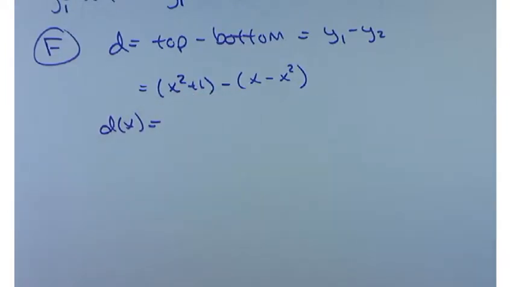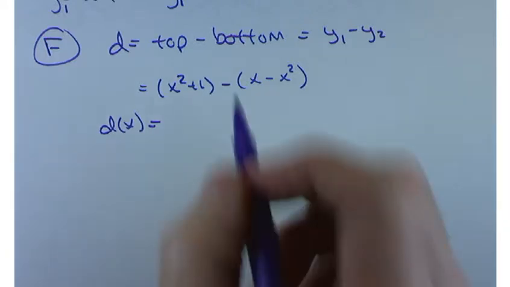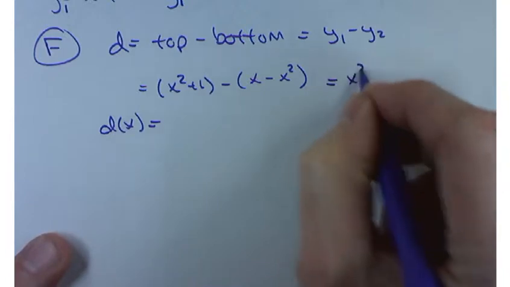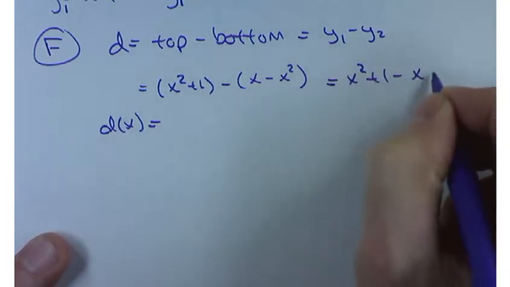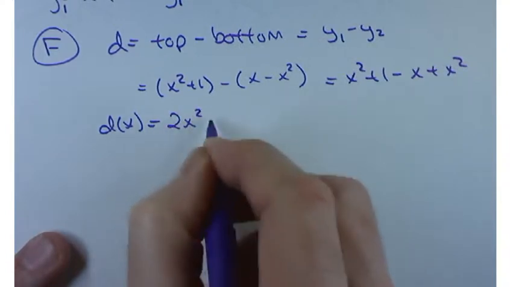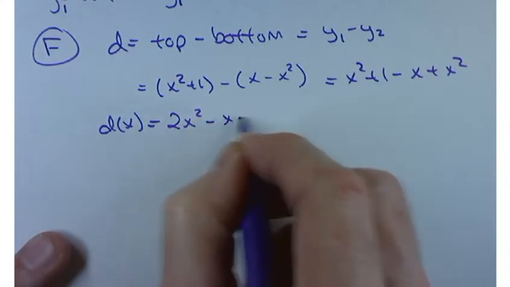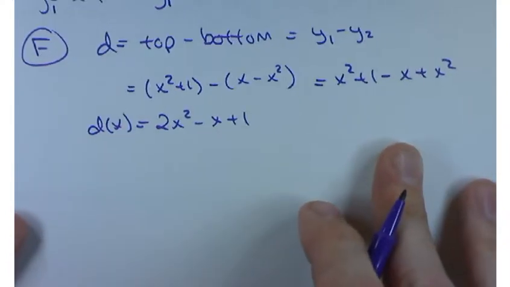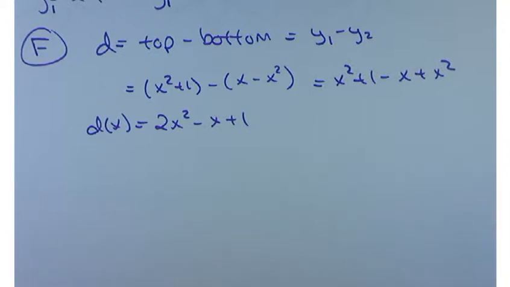Can we clean that up a little bit? Yeah. If you distribute the negative, x squared plus 1 minus x plus x squared, it cleans up into 2x squared minus x plus 1. And that's our function. That's what we want to try and minimize, because we want to try and find the minimum distance there.